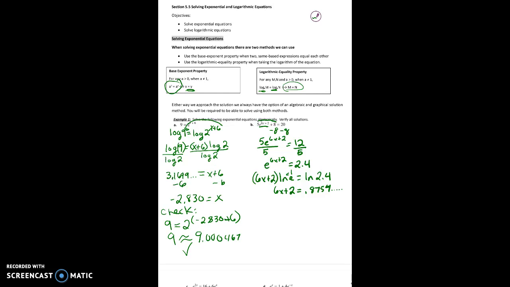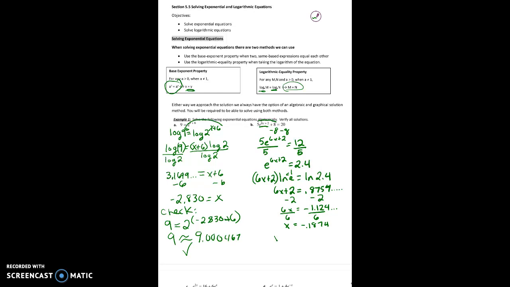Remember, we keep that. Now what I'm going to do is subtract 2. 6x equals negative 1.124 dot dot dot. And then I'm going to divide by 6. So x equals negative 0.1874. And I rounded that final answer.